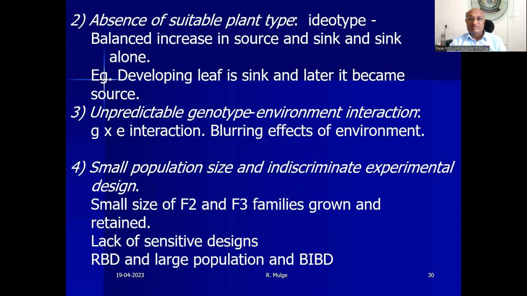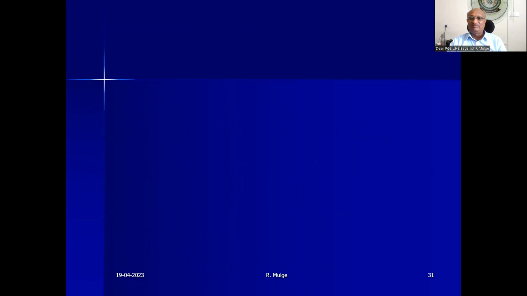So RBD and large population and BIBD, one more thing can be there. Hardly, plant breeders think about this BIBD. What is the importance of that? Most of the time it's limited to the elements trial, that is nutrition trials only.